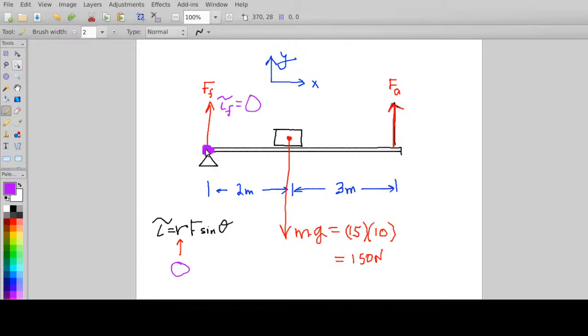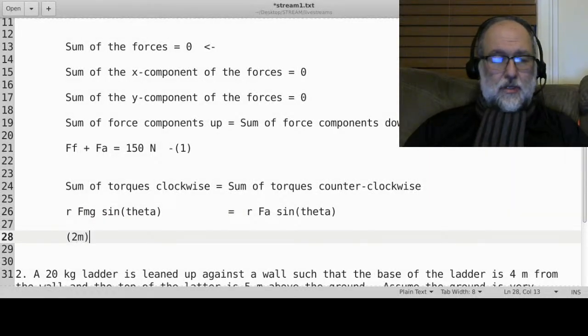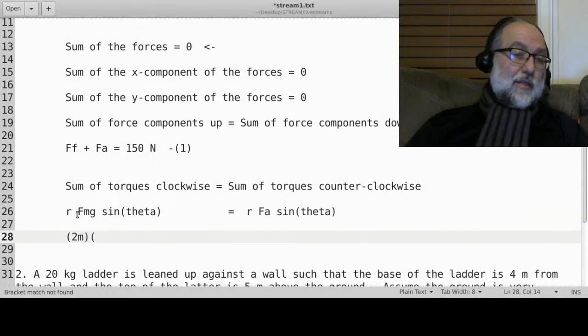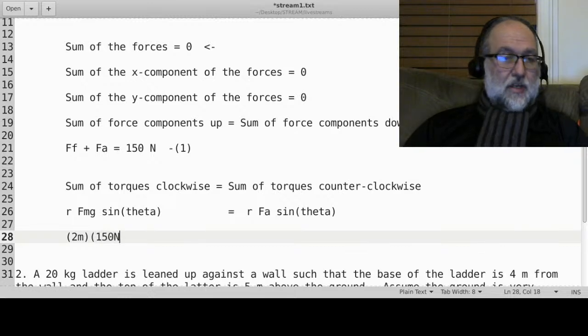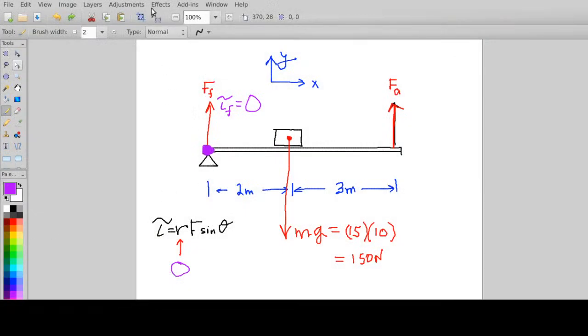So starting at the fulcrum here to where the weight is, that's a distance of 2 meters. So this number right here is 2 meters. The weight mg was 150 newtons. Sine, and the angle, that's 90 degrees in this case. But why? How do you determine the angle?